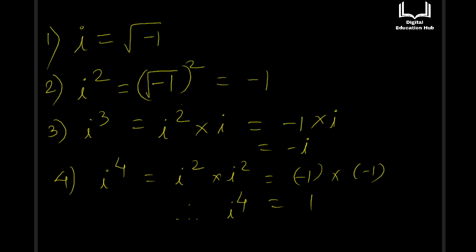Now with this concept we can say that i raised to 5, let's see. i raised to 5 can be i raised to 4 into i, which is nothing but, i raised to 4 is 1, so 1 into i, which is nothing but i. So i raised to 5 is i.